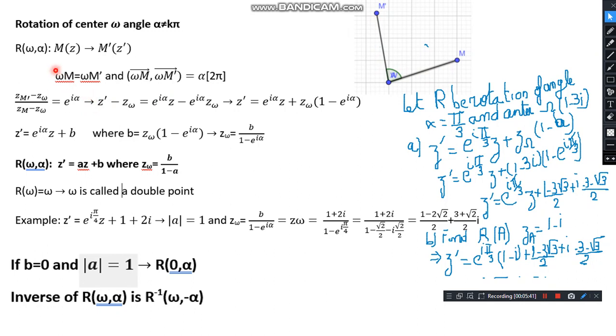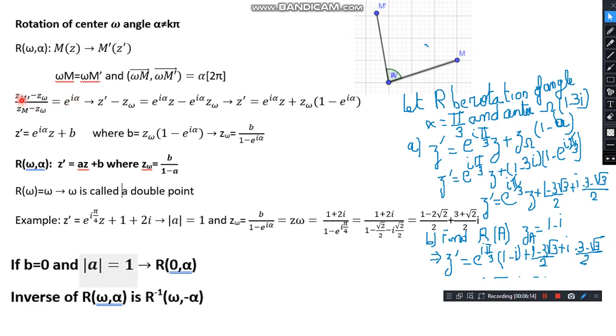So if you have a rotation of center W, also called the double point, and angle alpha, you are going to transform the point M to M prime. So we have WM equal WM prime, and the angle between them, according to this rotation, is alpha. Here, if you want to find this ratio, Zm prime minus Zw over Zm minus Zw equals e^(i alpha), because these two arms are equal, so the modulus of the ratio must be 1. Only you have the angle.